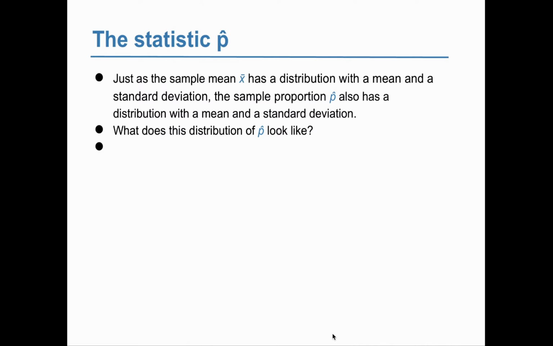Sampling distribution of a sample proportion. Just as the sample mean x bar has a sampling distribution with a mean and a standard deviation, the sample proportion p hat also has a standard sampling distribution with a mean and a standard deviation. What does this distribution of p hat look like?